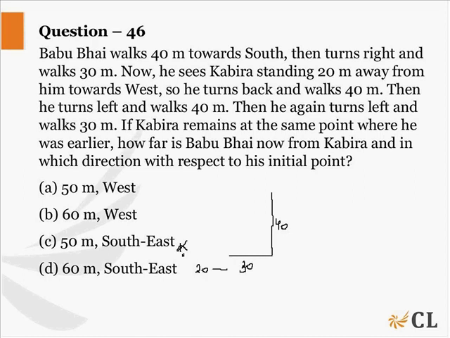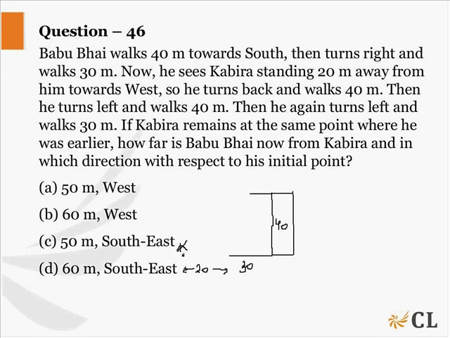from this point. So he got afraid and he turned back and walks 40 meter. 40 means just back to 30 plus 10, and then takes a left turn and walks 40. So it will be right here, and then again takes a left turn and walks 30. So it will be like this.